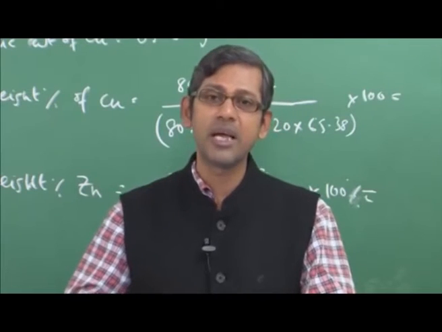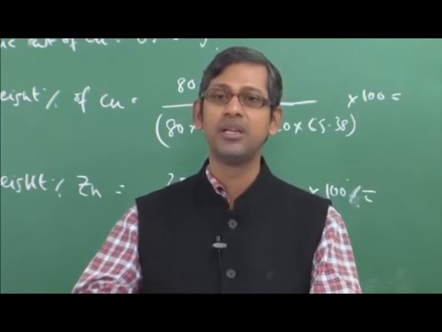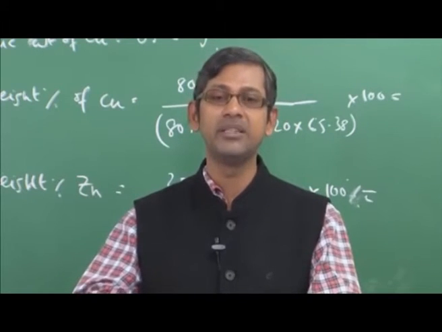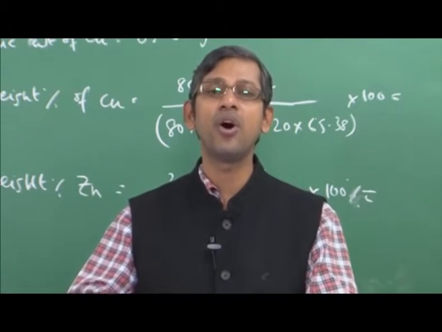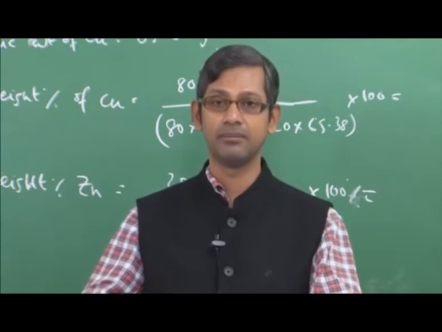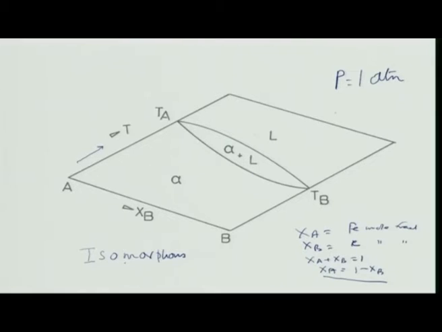But let us, for time's sake, assume that we have a binary system with two components, A and B, which are miscible in all proportions both in solid and liquid state. Then only will you have this phase diagram. Phase diagram means we have a region of solid alpha and a region of liquid, which are separated by a region of alpha plus liquid.